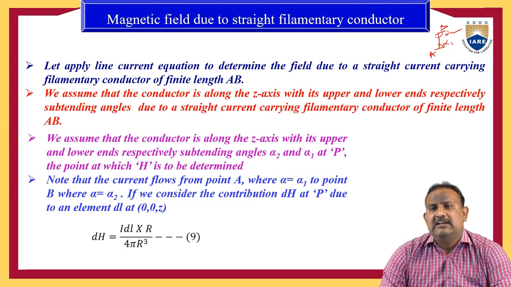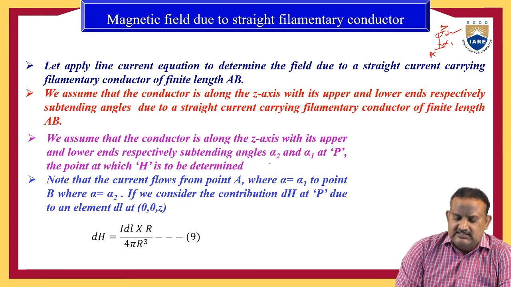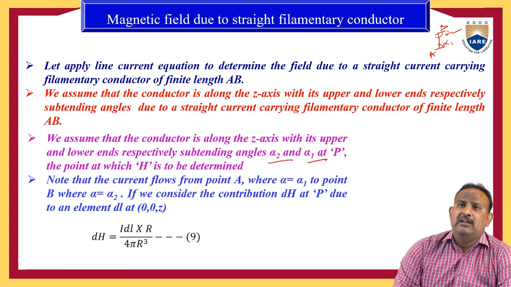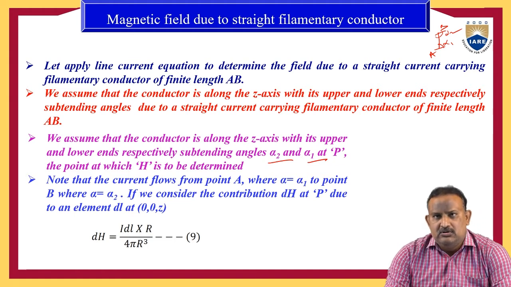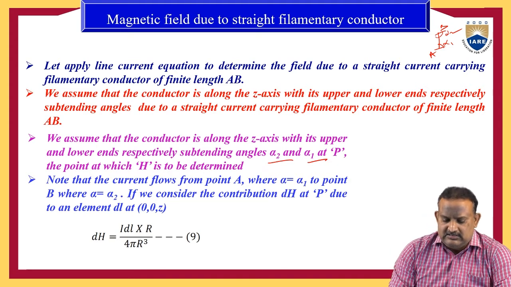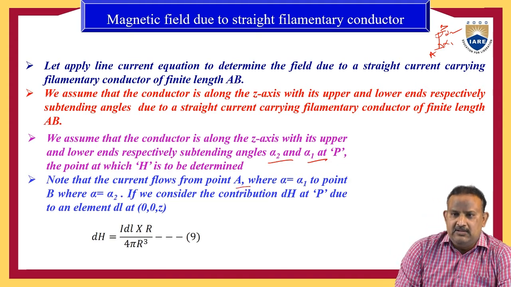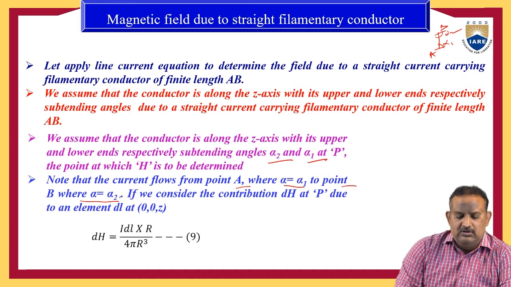We assume that the conductor is along the z-axis, with its upper and lower ends making angles alpha 2 and alpha 1 respectively with respect to P. The upper end B makes an angle of alpha 2 and the lower end A makes an angle of alpha 1. Note that the current flows from point A, where alpha equals alpha 1, to point B, where alpha equals alpha 2.